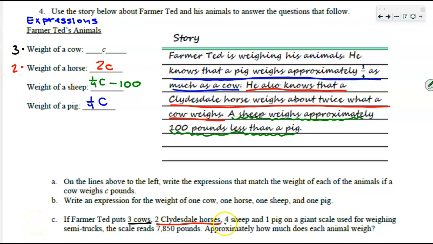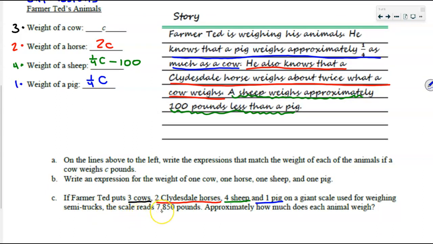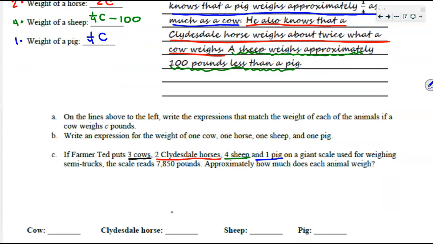How many sheep does he have? 4. So how many of these 1/4 C minus 100s? He has 4 of those. And he has 1 pig. So how many of these? Just 1. All of those animals, 3 cows, 2 Clydesdale horses, 4 sheep, 1 pig, they're all on a giant scale. One of those kind that you just put your truck on and it will weigh your truck. He has all of those animals loaded onto one of those big giant scales, and the scale reads 7,850 pounds. Let's use that to figure out how much each animal weighs.